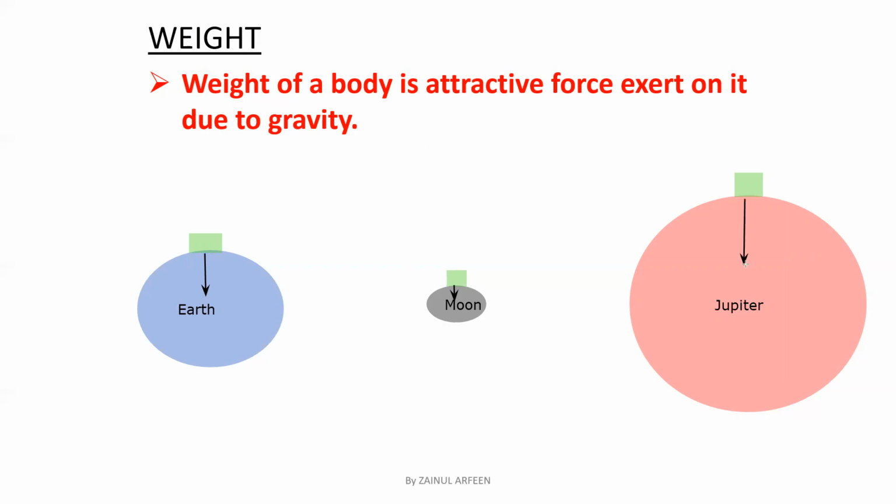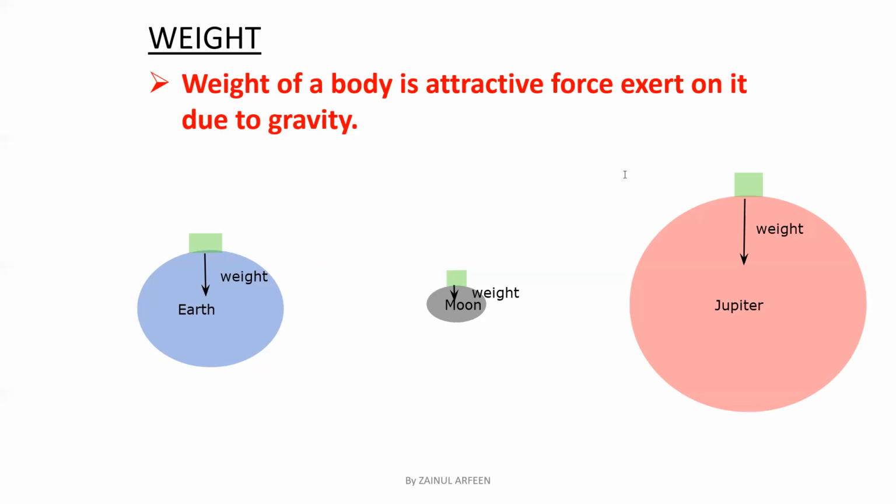The force by which these planets pull the object is known as the gravitational force, or we can also say the weight of the object. The force by which Earth pulls us towards the center, we call our weight. The force by which the Moon pulls us towards its center, we call the weight on the Moon. And the force by which Jupiter pulls towards the center is also known as the weight of the object. But the weight of the object changes from place to place.